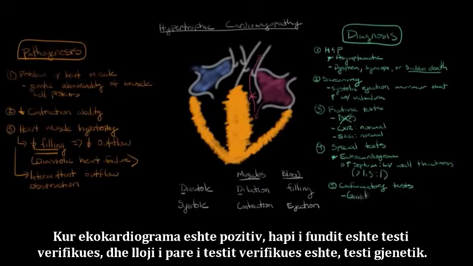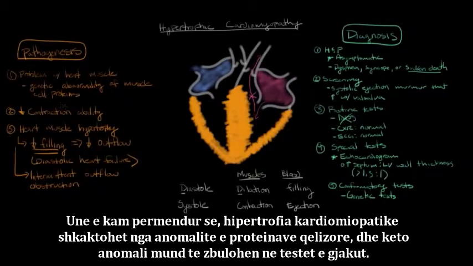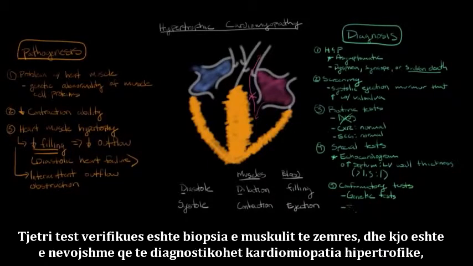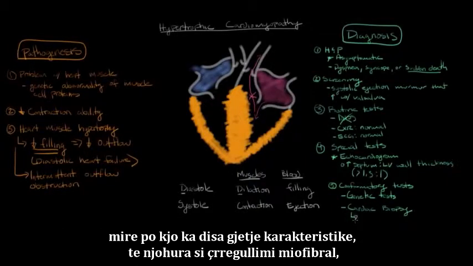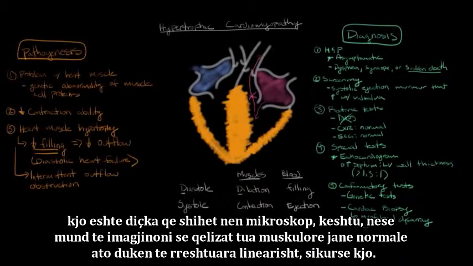Once the echocardiogram is positive, the last step is confirmatory tests. And the first type of confirmatory tests are genetic tests. So I mentioned that hypertrophic cardiomyopathy is caused by genetic abnormalities of the muscle cell proteins, and these abnormalities can be detected in blood tests. And the other type of confirmatory test is a cardiac muscle biopsy. And this isn't necessary to diagnose hypertrophic cardiomyopathy, but it does have a very characteristic finding known as myofibril disarray.